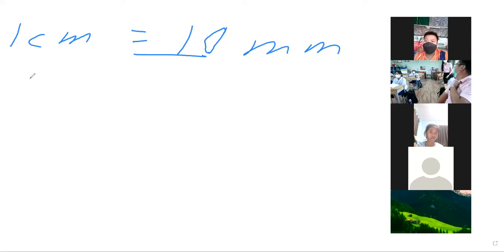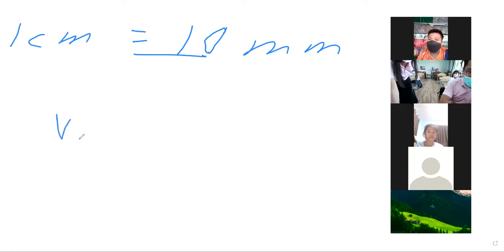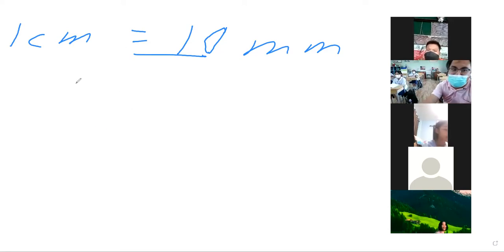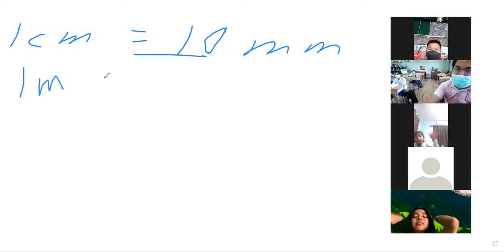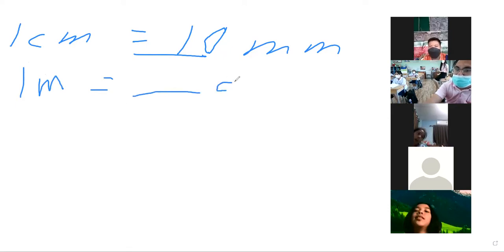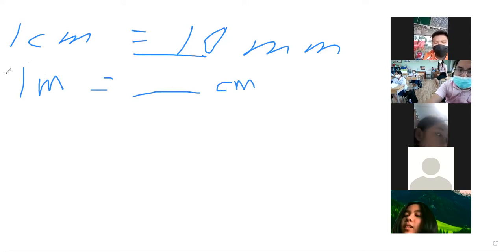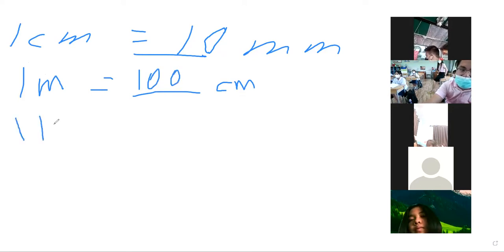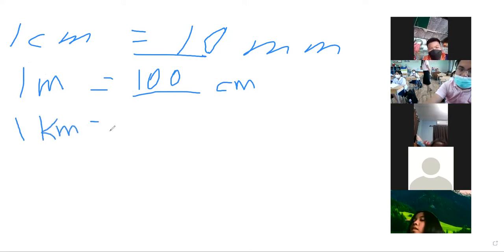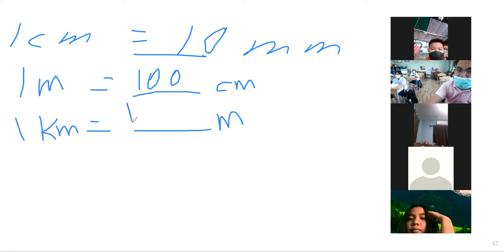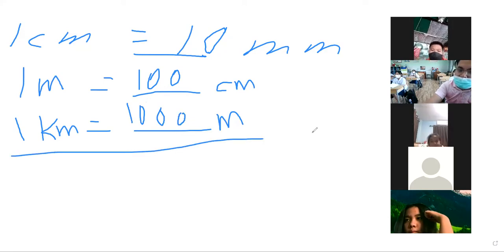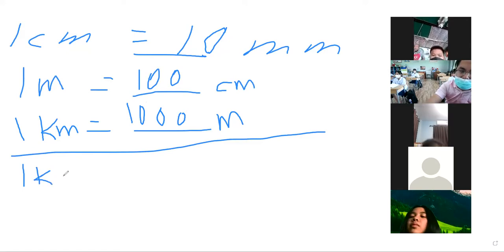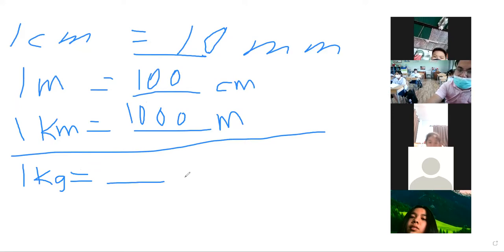All right, here, when we have 1 meter, it is equivalent to what number of centimeters? 100 centimeters. All right. And 1 kilometer is equal to how many meters? 1,000. Okay, when we are talking about weight, 1 kilogram is equal to how many grams? 1,000 grams.